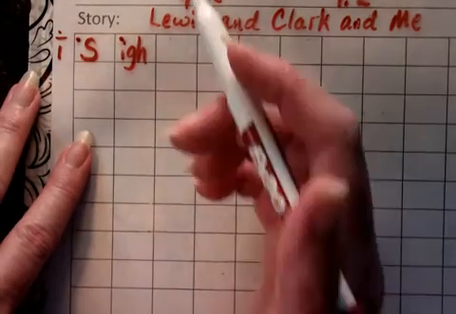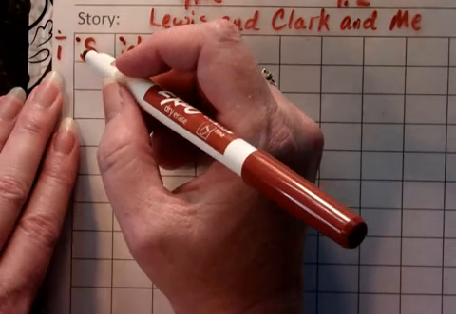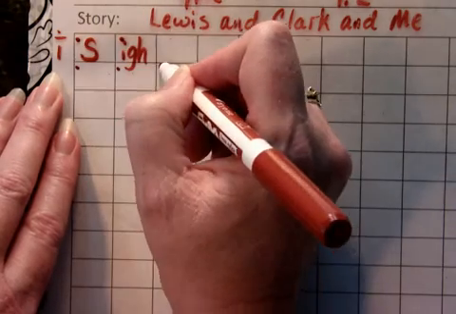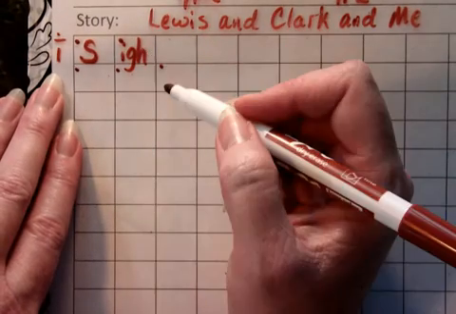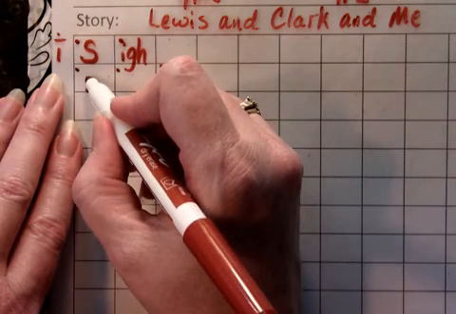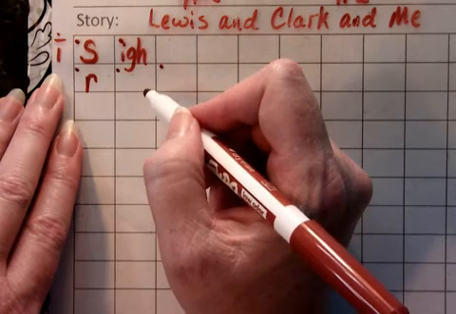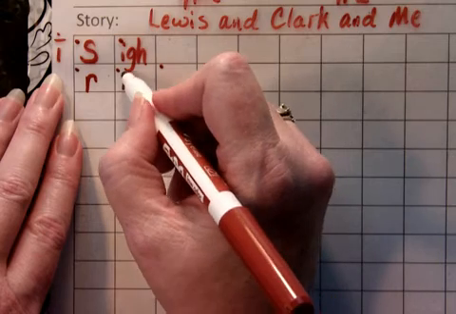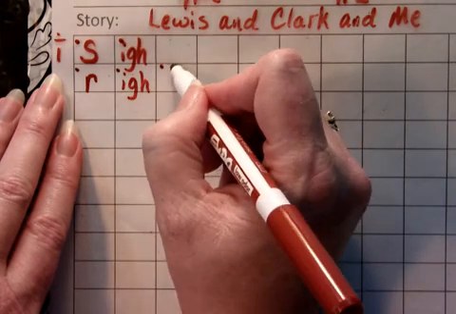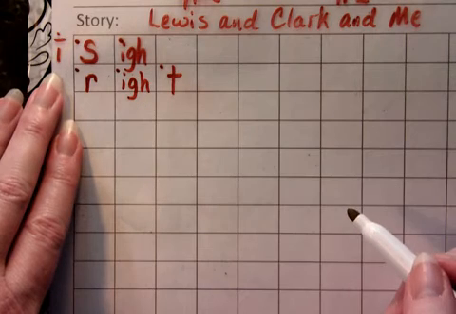IGH goes in one box because it's representing one sound. The next word is right. I will turn right at the light. There's only 3 sounds, so we use 3 boxes. The first sound is R. The next sound is I, I-G-H. T. It's the T. Right.